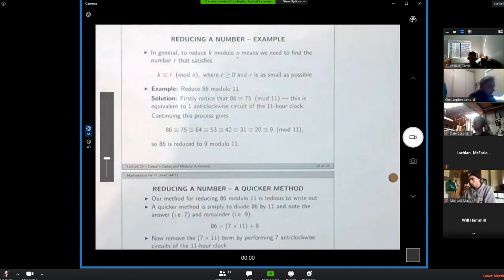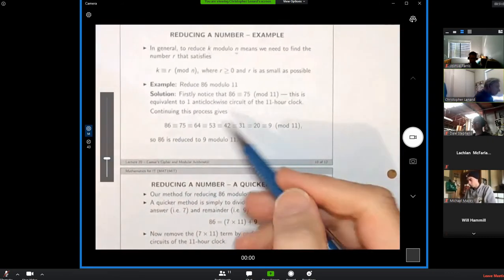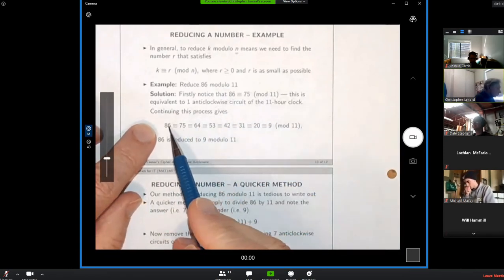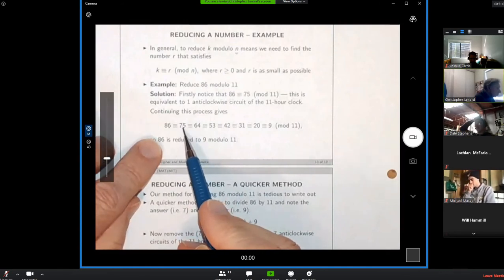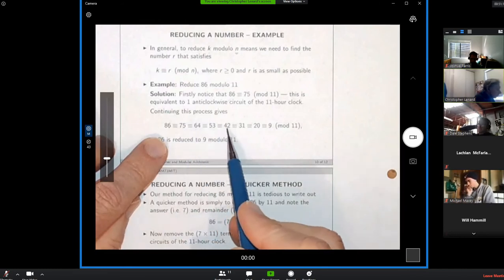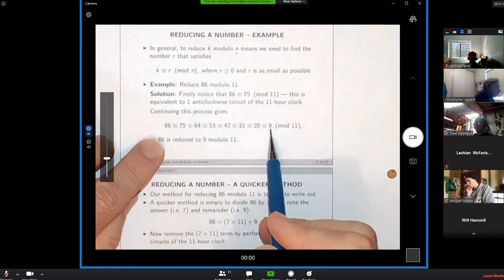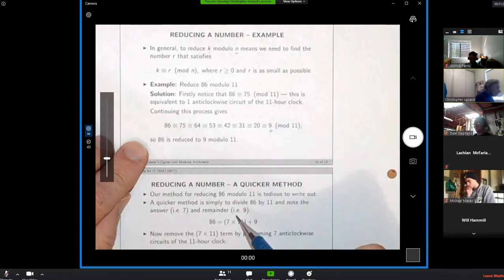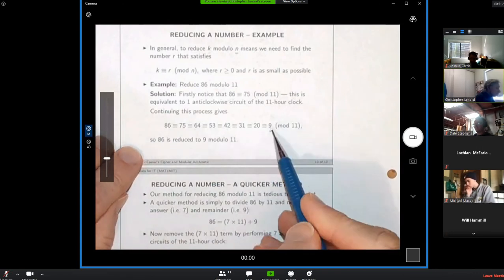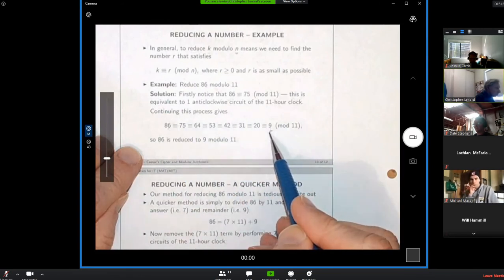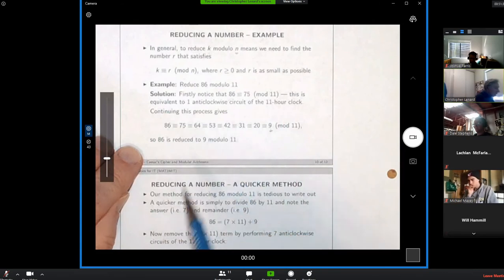In fact, that's actually what's happened here. So let's just subtract 11 each time. 86 minus 11 is 75. Minus 11 again is 64. They're all congruent. Minus 11 again is 53, 42, 31, 20, 9. And if we subtract 11 here, then clearly we'll get negative something. So this is the smallest number which is congruent to 86 which is still positive or 0. So 86 is reduced to 9.